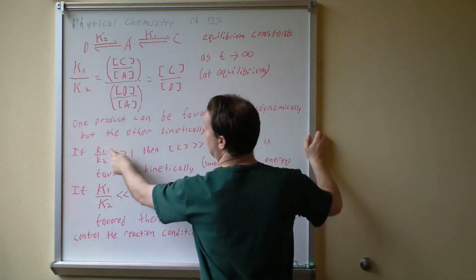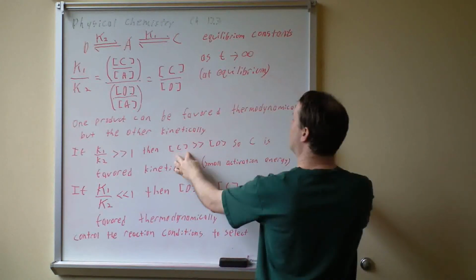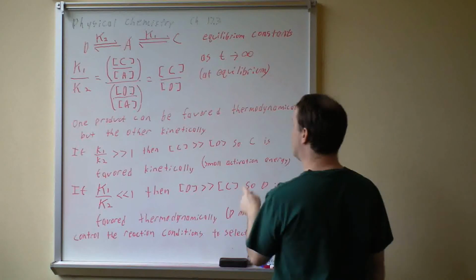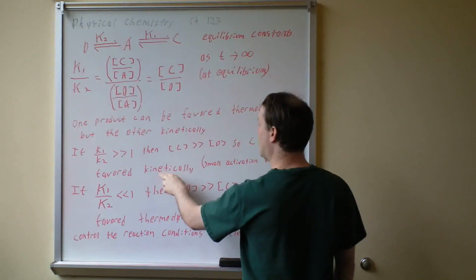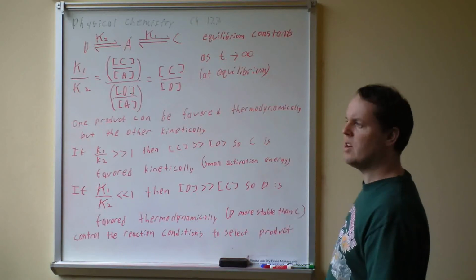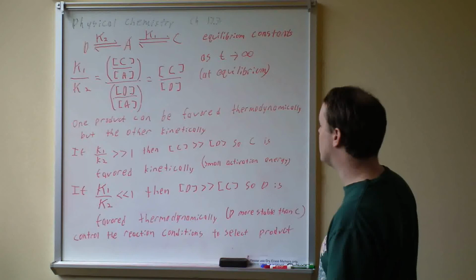For example, if lowercase k1 divided by lowercase k2 is much greater than 1, then the concentration of C will be greater than the concentration of D. That means that product C is favored kinetically, which all that means is that it has low activation energy. So you can have the reaction at low temperatures with a high rate of reaction.